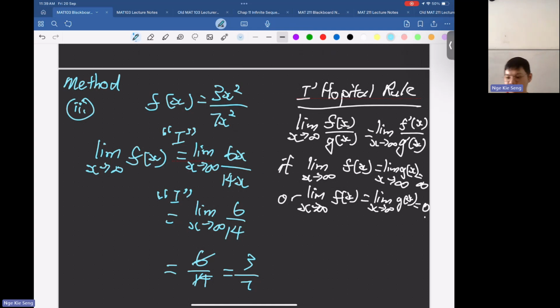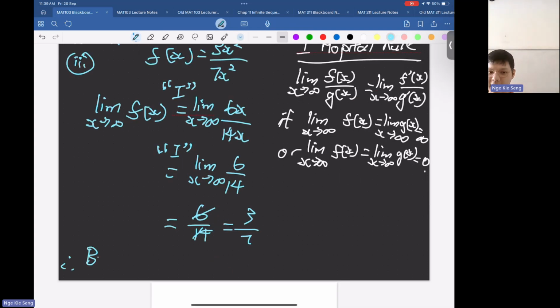So again, this one is by finding the real-valued function counterpart first.